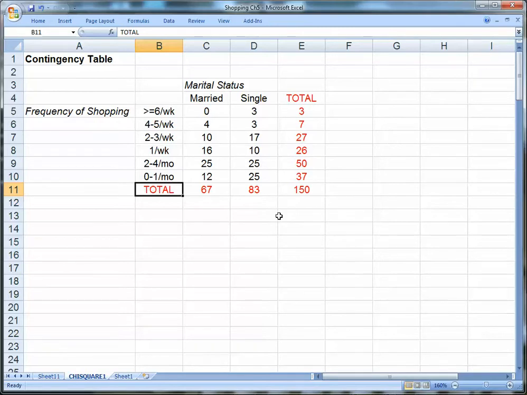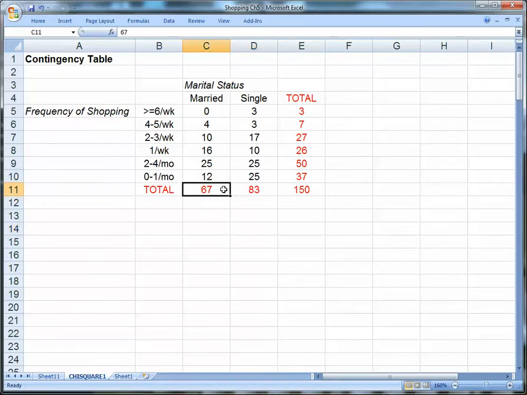Now you have to be a little bit careful with some of this data, especially these totals. For example, you might want to say, okay, we had married people going to the mall 67 times and single people going to the mall 83 times. Well, single people must go to the mall more. Is that correct? No, it is not. Not at all. Why?